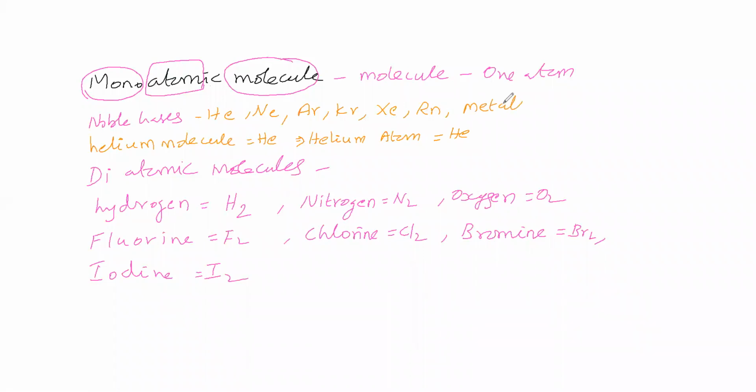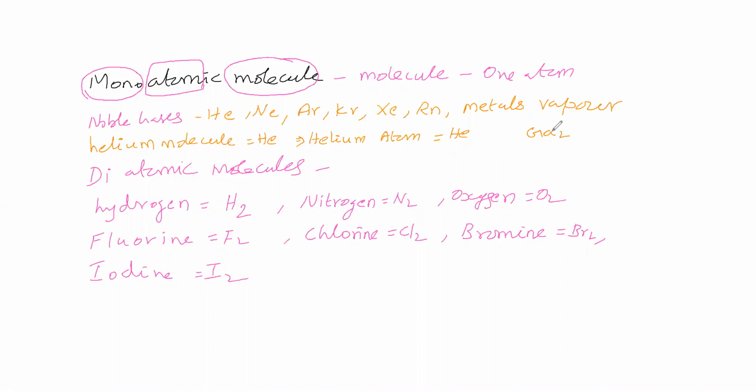Then metals in vapor state come under monoatomic molecules. In that also some exception is there. Some molecules are in diatomic state. One example is gallium, which exists in diatomic form in the vapor state.